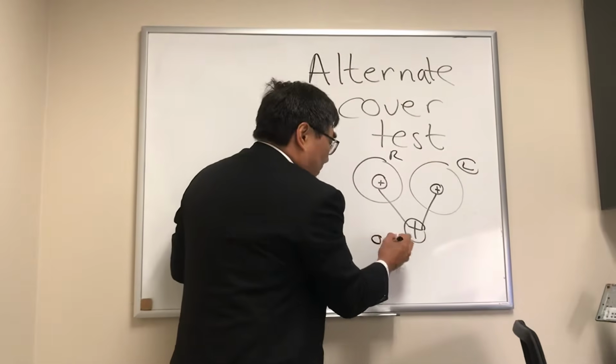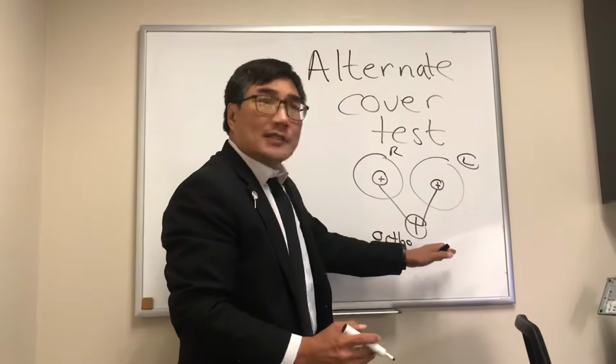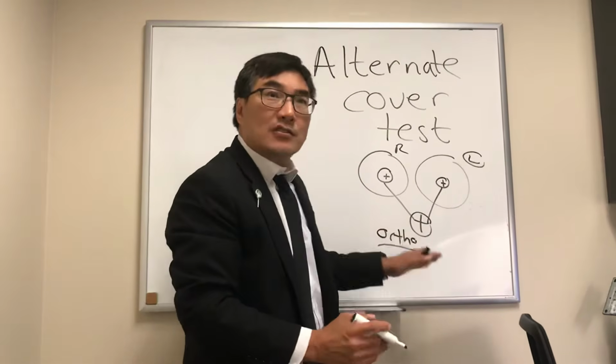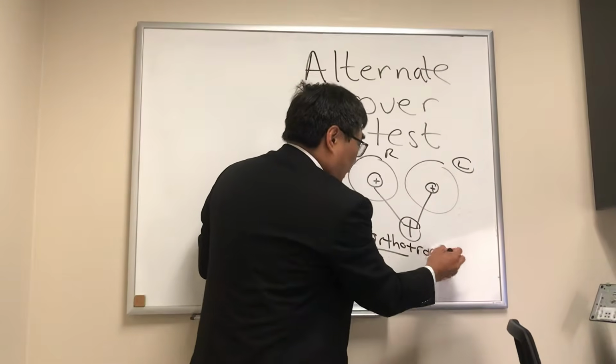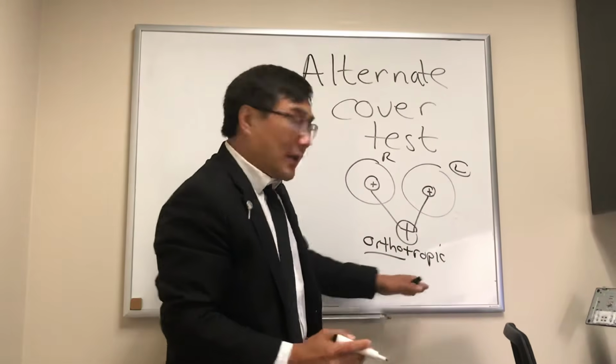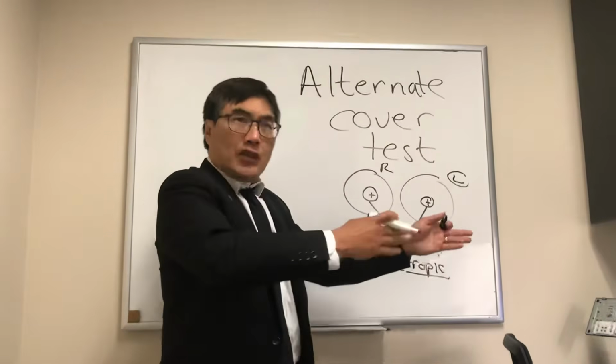And what that tells us is when we do a cover test on either eye, that we are straight. And our word for straight is ortho. So orthodontics, straight teeth; orthopedics, straight bones. But this is orthotropic. So if we are orthotropic, we are straight. And tropism means move towards.